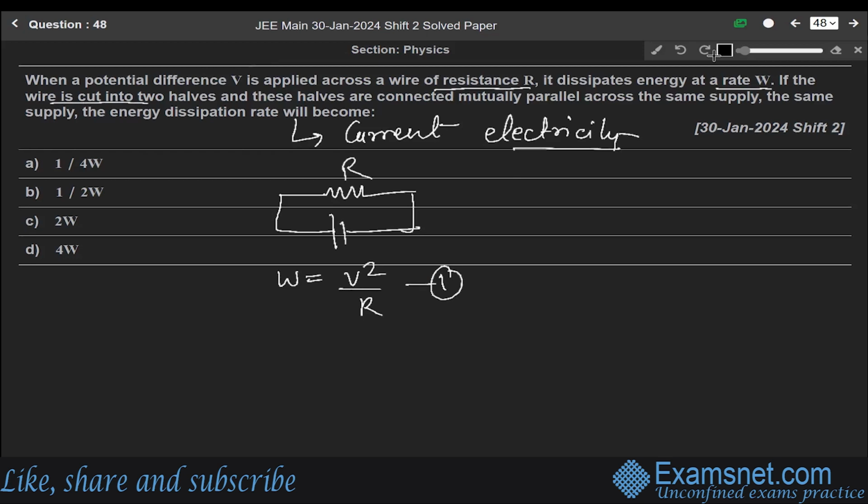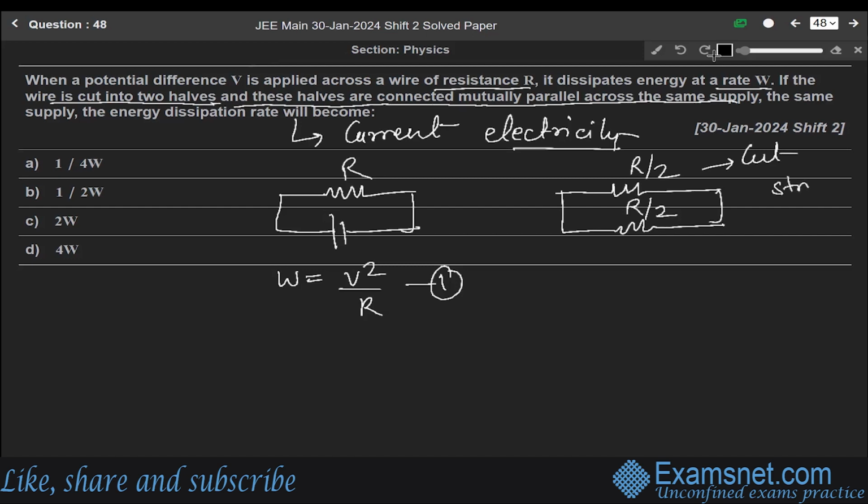And then this wire is cut into two halves. Always remember, they are cut into two halves, they are not elongated. Then these halves are connected mutually parallel across the same supply, which means each will be R by 2. The question is saying that they are cut into two halves, not stretched, and they are then mutually connected across the same supply.